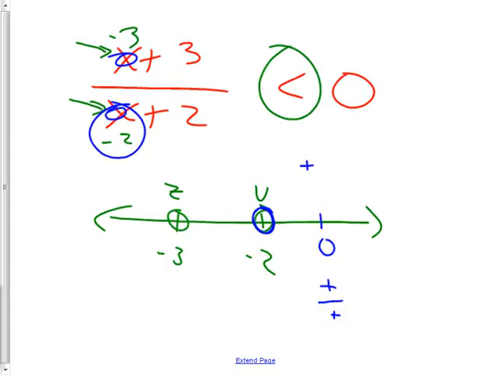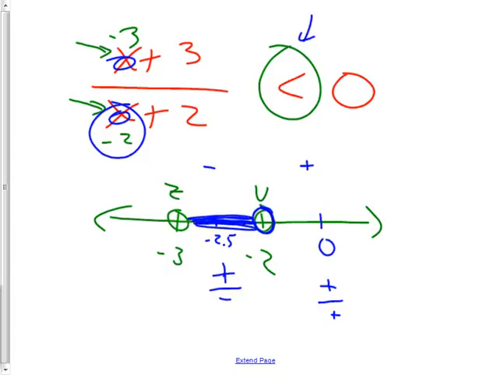All right, the next spot is between negative 2 and negative 3, which would be like negative 2.5. So now, if I put in a negative 2.5 here and here, do you get how I have a positive over a negative? And what's positive over negative? Negative. So this area is negative, and that means it is less than 0, and so that means it works in here.